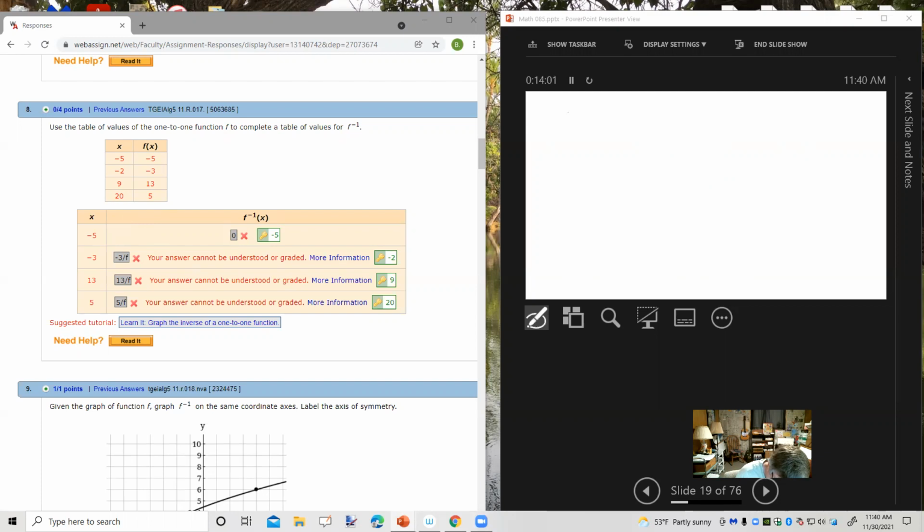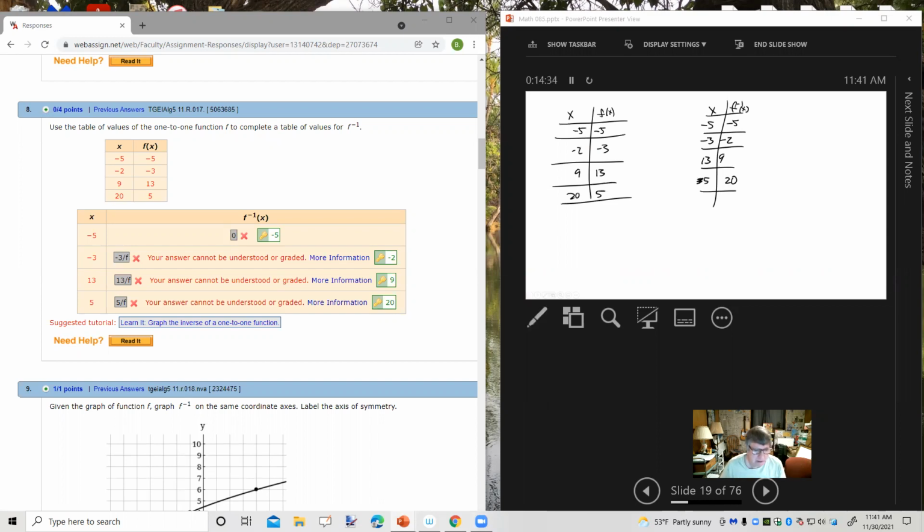In other words, okay, let's do this. Let's take this table and write it here. -5, -5, -2, -3, 9, 13, 20, and 5. Oops, that's supposed to be a 5. Okay, so your values are switched, your domain and your range values. So if x is this, you get f of x is that. If x is this, you get f inverse of x, you're going back the other direction. So all these values here are the range of f inverse, but the domain of f. I know that's a little bit tricky.